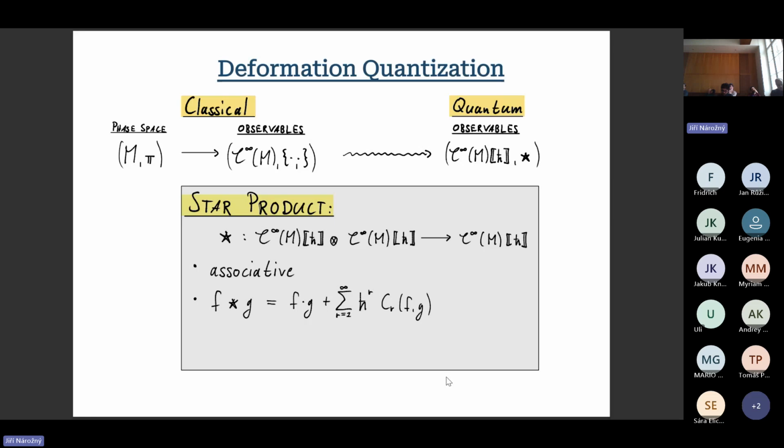And then we get some higher order terms depending on some operators C_r. Now, we're coming from differential geometry, right? From the classical side here with the smooth manifold. So it's kind of natural to assume that these operators C_r should be differential operators in both slots. So those should be bi-differential operators here.